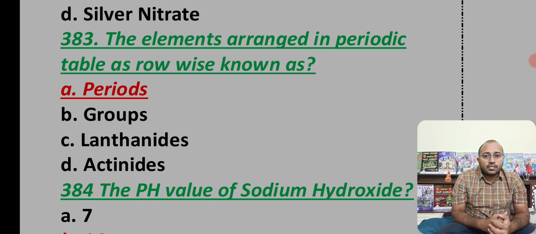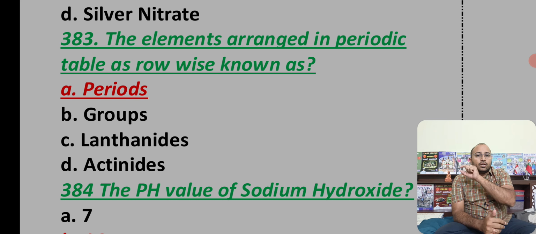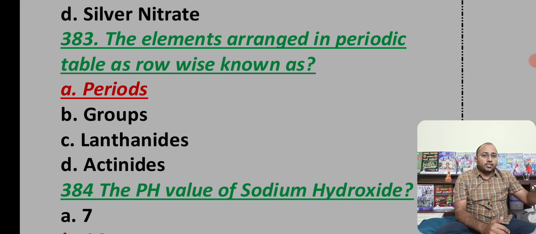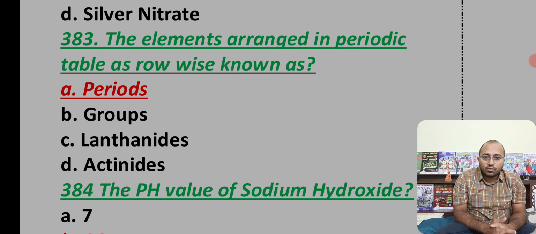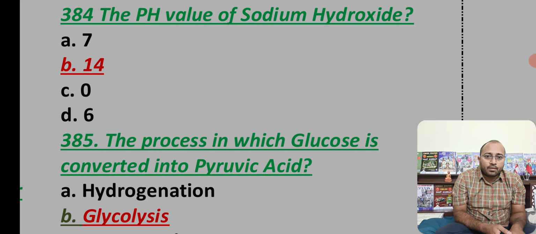The elements arranged in the periodic table row wise are known as periods. There are groups and periods. Row wise is periods, column wise is groups. And we have lanthanides and actinides also. You can directly go through the periodic table topic once.